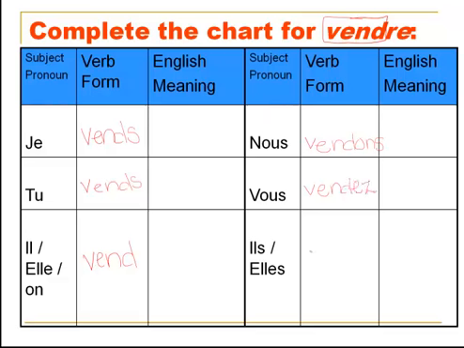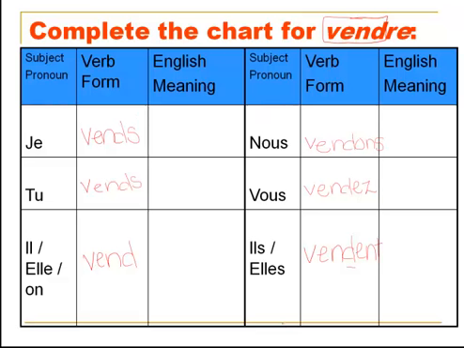And then to say they sell or they are selling, it would be pronounced ils vendent. The E and T is silent, but we do pronounce the letter D that comes before that E and T ending. So ils vendent. So there's a difference. To say he is selling, il vend. To say they are selling, ils vendent, where you pronounce that D.